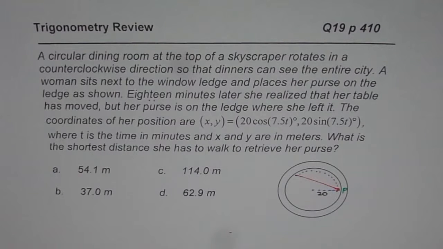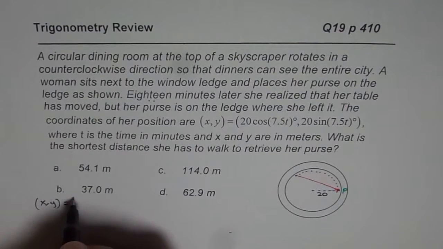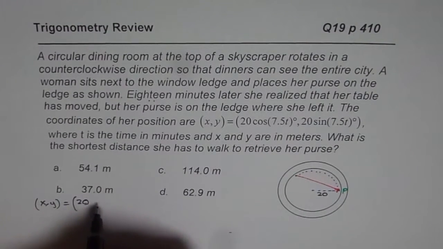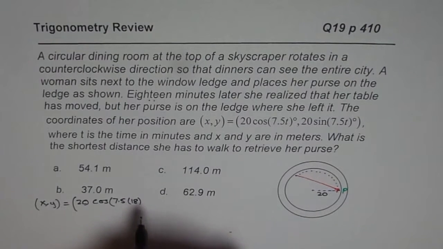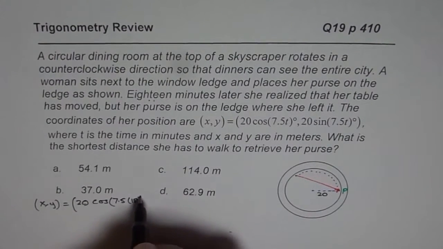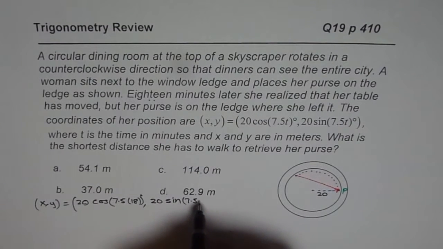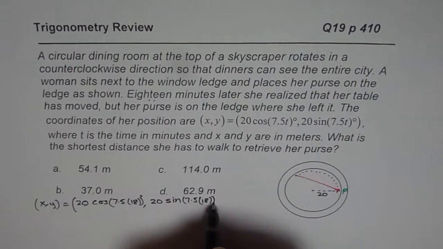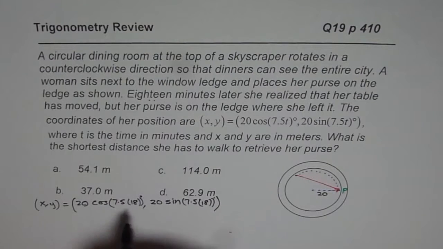So let's use the calculator. We'll say x comma y is equal to the coordinate point 20 cosine of 7.5 times 18, since 18 is the time in minutes given. All this is in degrees. That is the x value, and the y value will be 20 sine 7.5t, where t is 18, in degrees, correct? So that is how it is going to be. So let's use the calculator and find these answers.